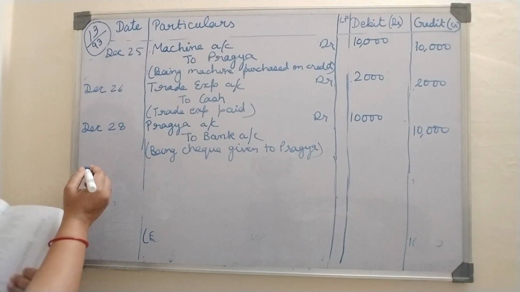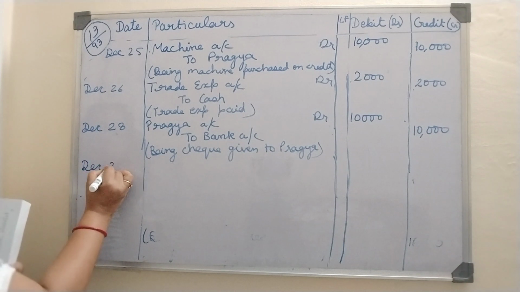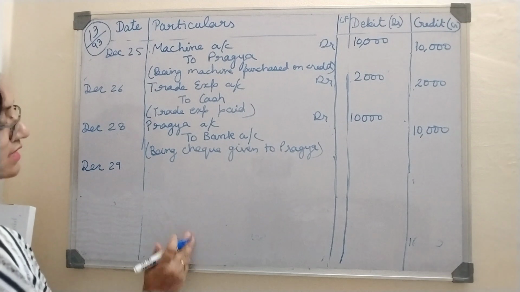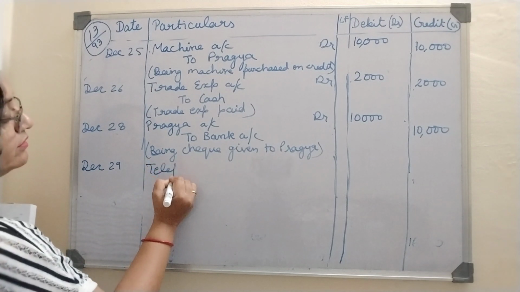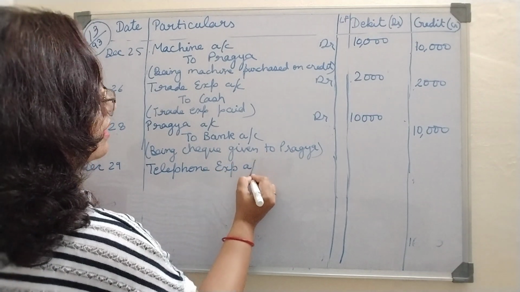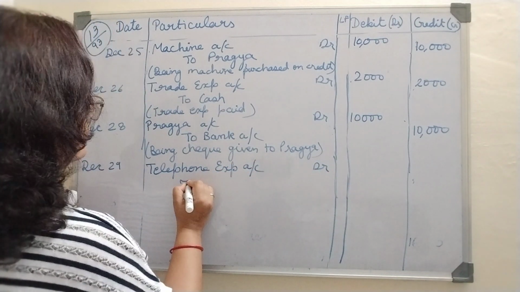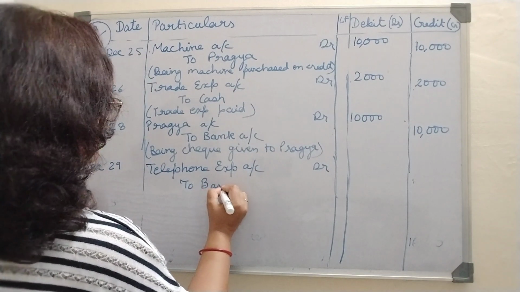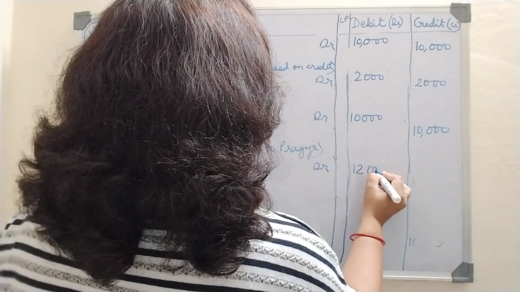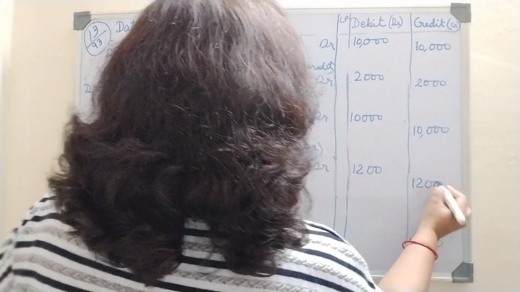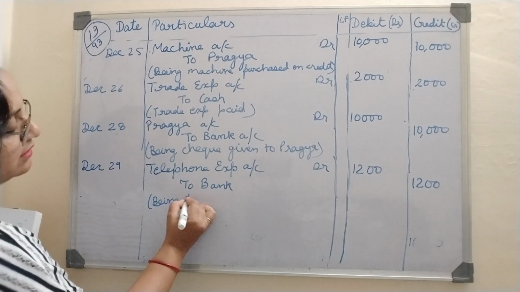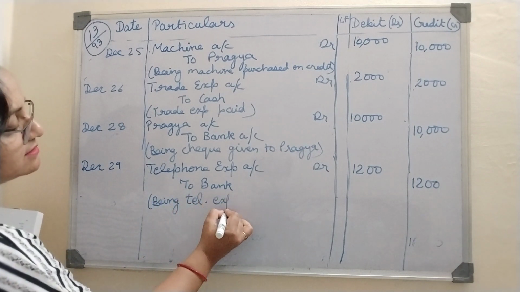December 29, it is paid telephone expenses by check. So again expenses are always debited. Telephone expenses account debit to bank. Again it is paid by check. So it will be 1200. Being telephone expenses paid.